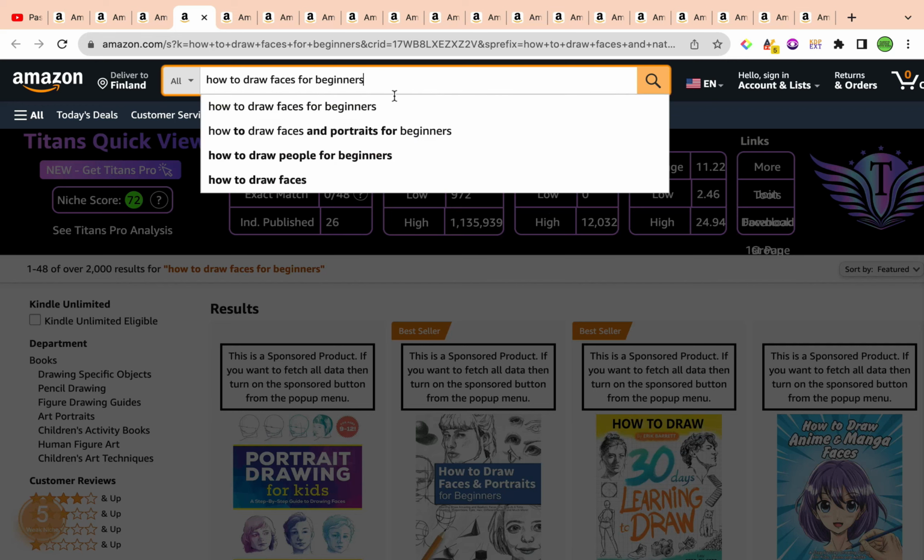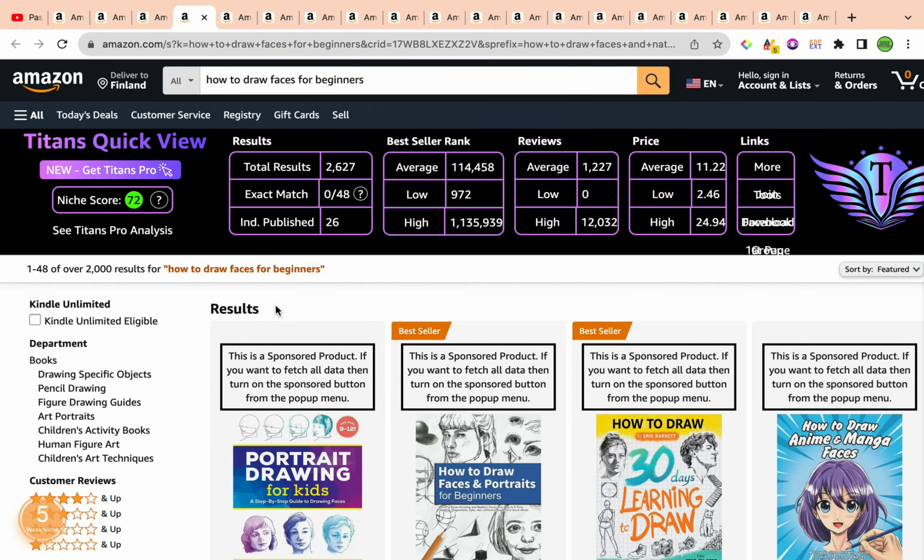How to draw faces for beginners also has a really strong keyword niche score by self-publishing Titans Chrome extension, and they've given this a number 72, which is one of the highest that you can get. Green light right here as well. Total results are within that 2,000 range, and they're currently sitting at 2,627. Bestseller rank averages at 114,458, which is lower than 300,000. Of course, the lower the better. Average reviews are a whopping 1,227, and average price is $11.22.